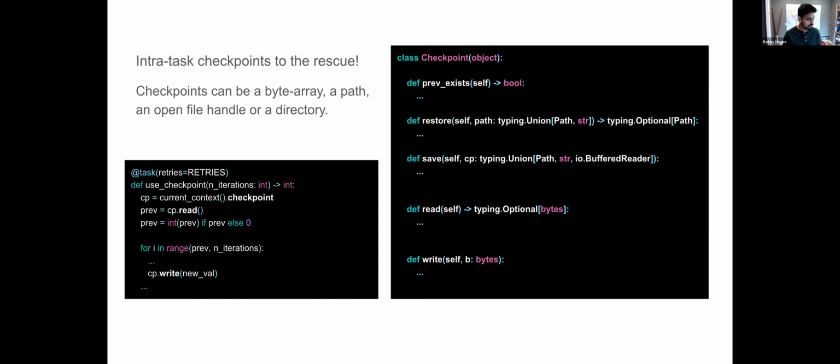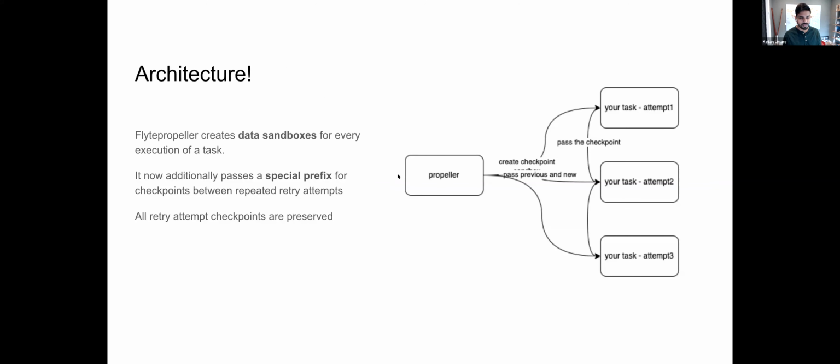There is some user work to be done, but you don't really have to think about how the task is getting retried, how the checkpoints are getting moved between them, how they are getting persisted, how they are getting durably written, how they're ensuring that there is no corruption on them, etc. And that's it. If you write this, you will be able to checkpoint any specific long-running task. But how does this work in the back?